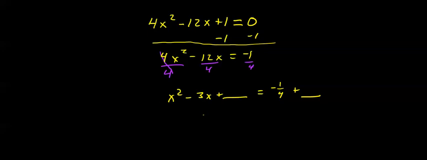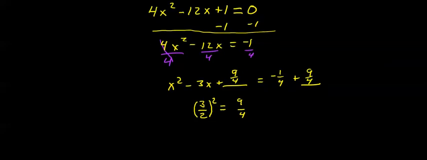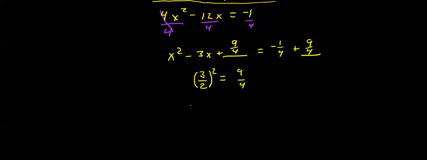All right. Then I take half of 3. This is really easy. Divided by 2. And I square it. 3 times 3, 9. 2 times 2, 4. So I add 9/4 to both sides. And I factor the left, x minus 3/2.